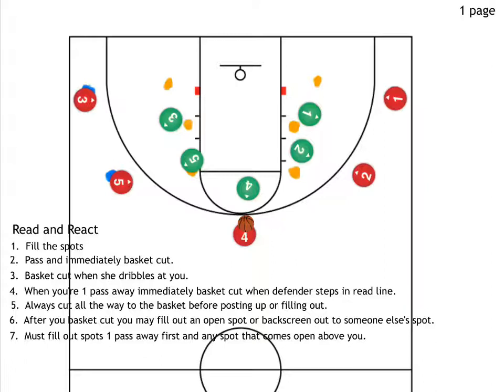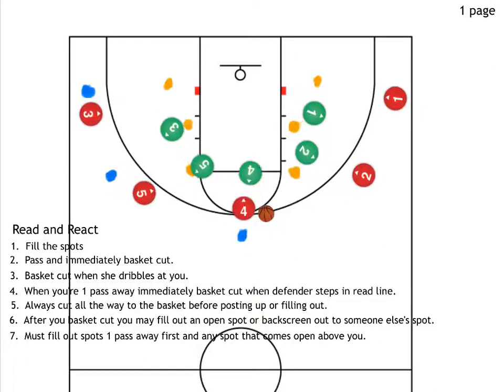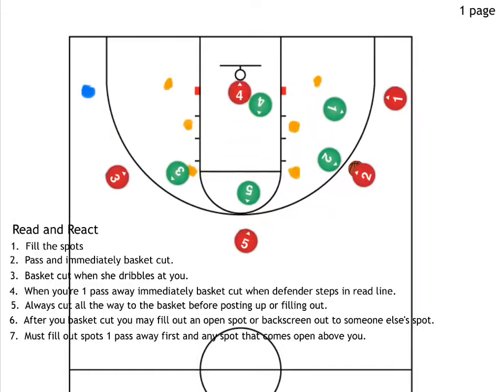Also, when you do make your basket cut, again, you're a decision maker in the lane now. 4 is also a decision maker now, as well as 2 who has the ball. Because she can decide, simplest thing, to exit and go fill out this open spot over here. But she also may decide to go post up in a spot, or set a back screen.